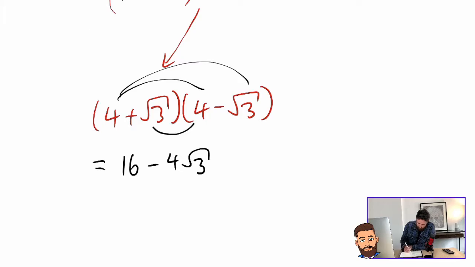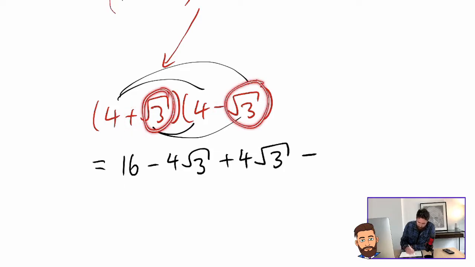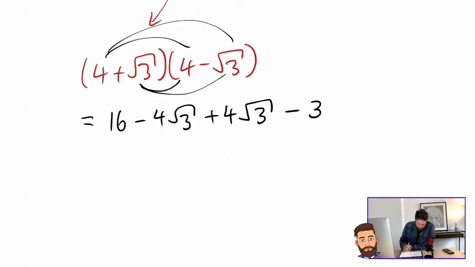4 times root 3 is plus 4 root 3, so hopefully you can sort of see something that's good for us there. And then we're going to do plus and a minus is a minus, and then root 3 times root 3 is 3. The surd cancels.